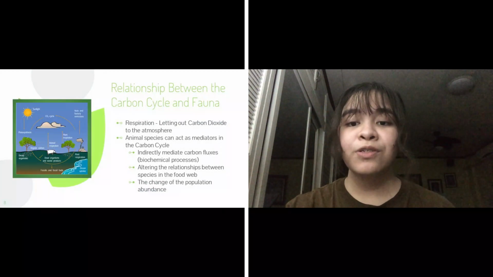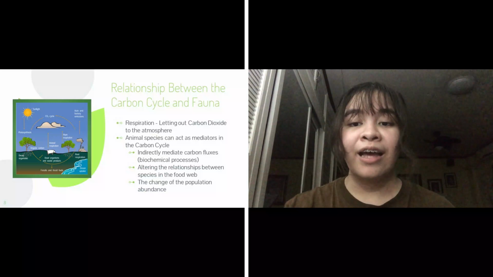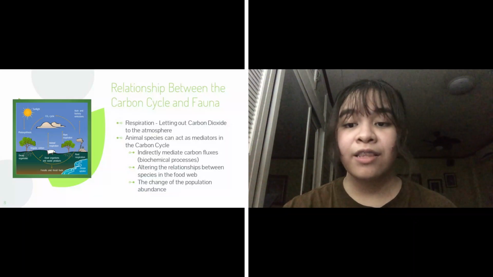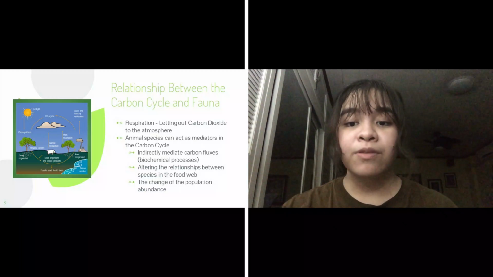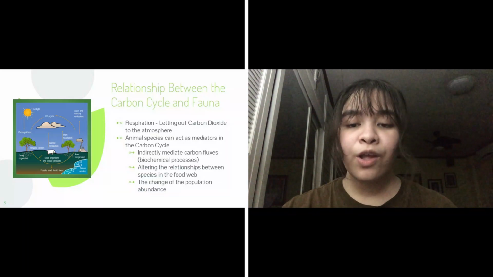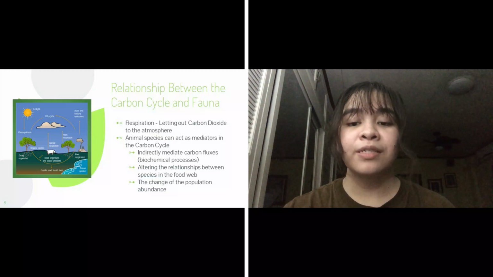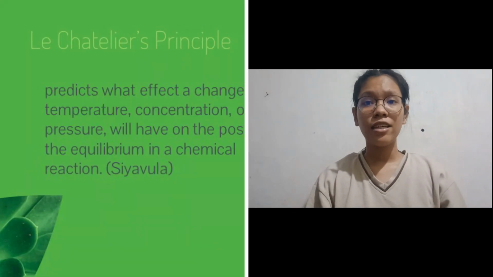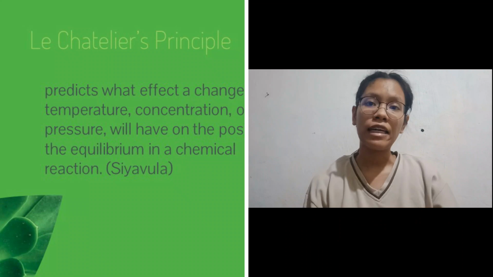Similar to humans, animals also let out carbon dioxide in the atmosphere. This process is defined as respiration. In addition, based on recent studies, animal species can act as mediators in the carbon cycle, since they are able to mediate carbon fluxes and biochemical processes through altering relationships between species in the food web and change the population abundance.